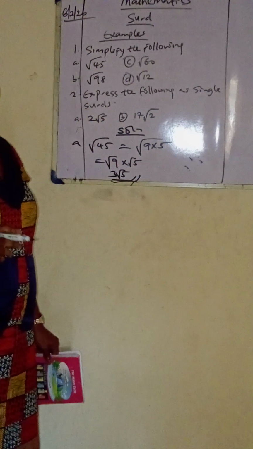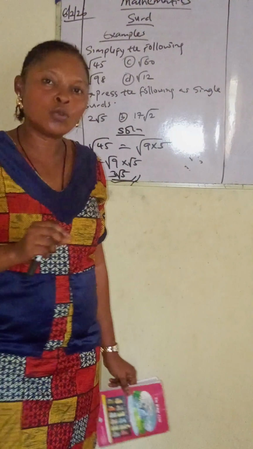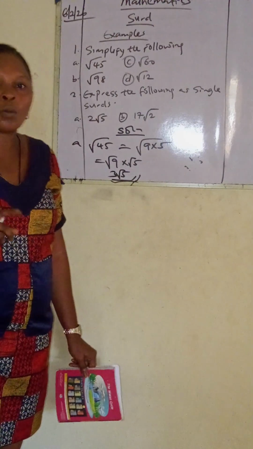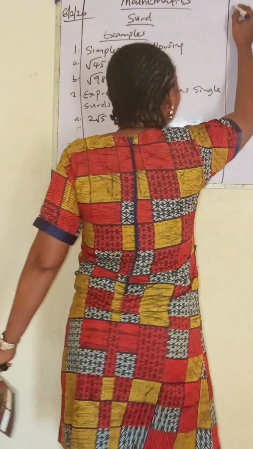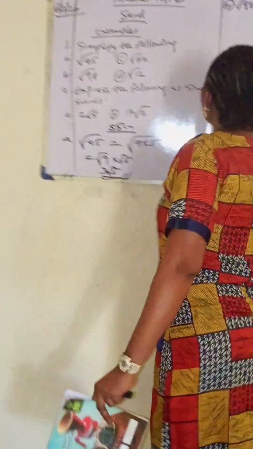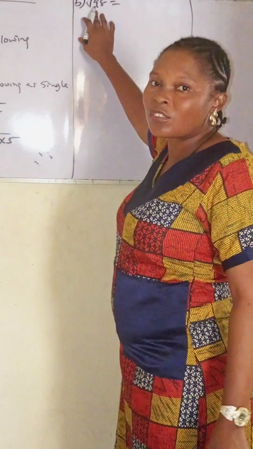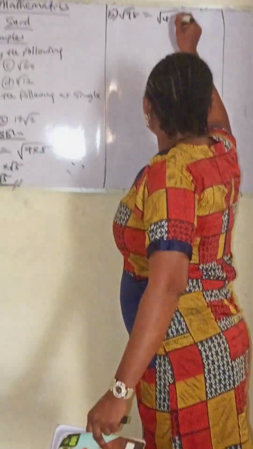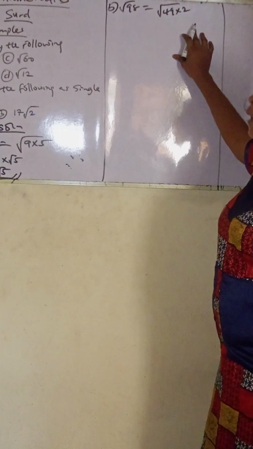So when you are given a question on surds, look for those two numbers that when you multiply them will give you that number, but the first one must have a square root. Now we are going to look at example B. We have root 98. The two numbers we are going to use for 98, where the first number must have a square root, are 49 times 2. 49 times 2 will give us 98.